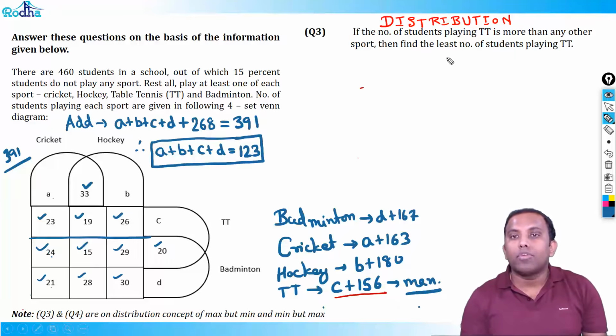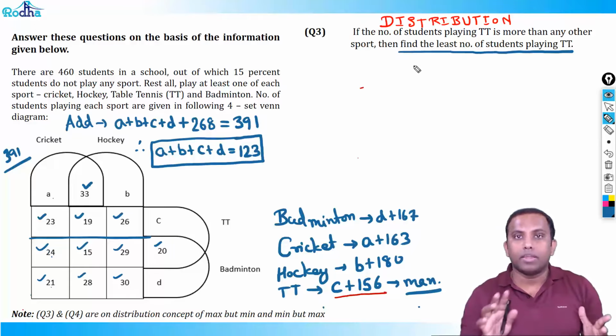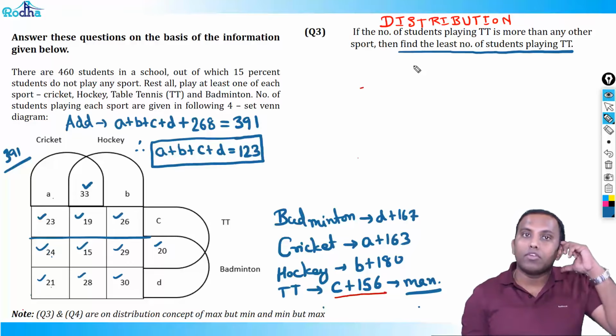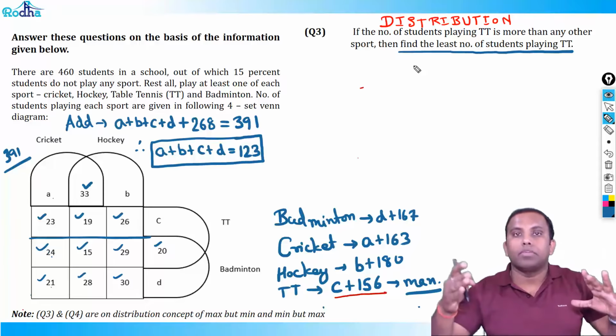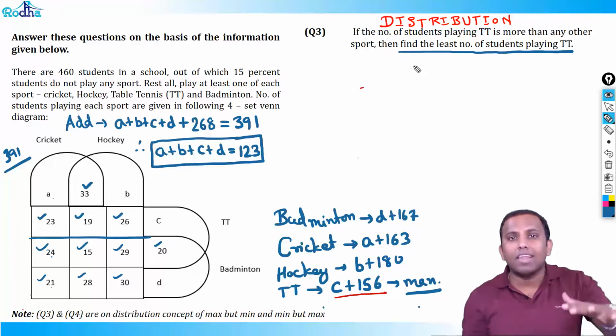But then find the least number of students playing TT. If you read these two points together, find the maximum number of students playing TT, but that number should be least also. So these two look contradictory. But what is the case actually? When you solve this question, you have to give TT the maximum number of students playing, but that number is as less as possible.